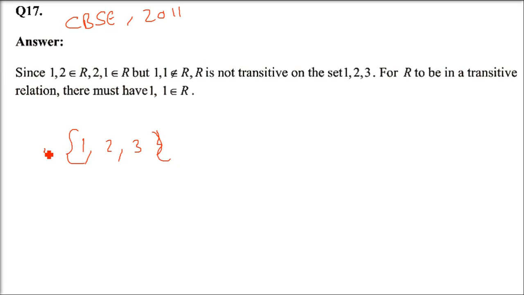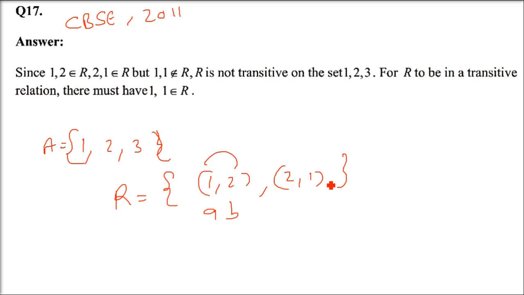What is the reason it has to be transitive? What do you add here? So a relation is transitive only when A is related to B, B is related to C, then A should be related to C. Let us assume that this is AB, this is BC. So AC should also be there. But AC is not there.